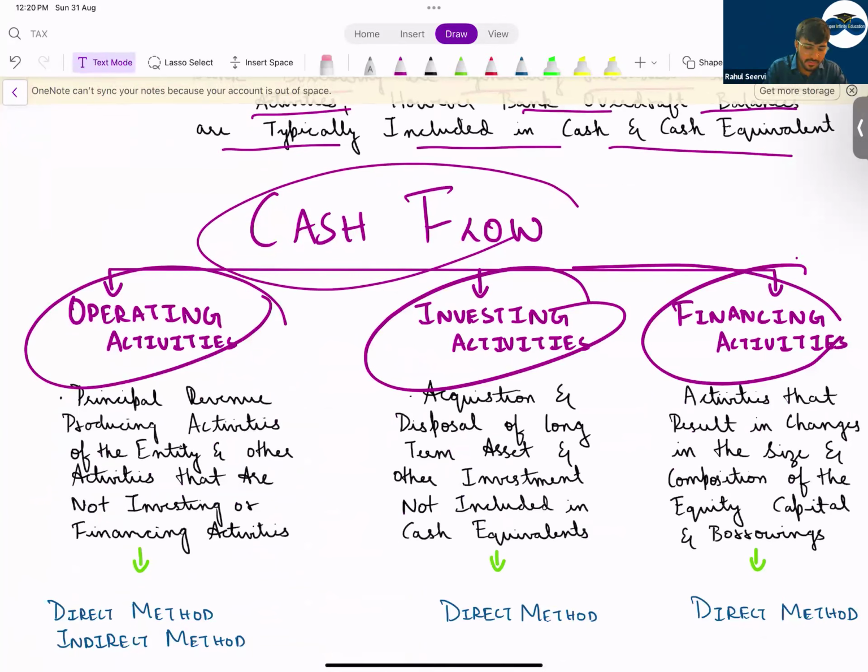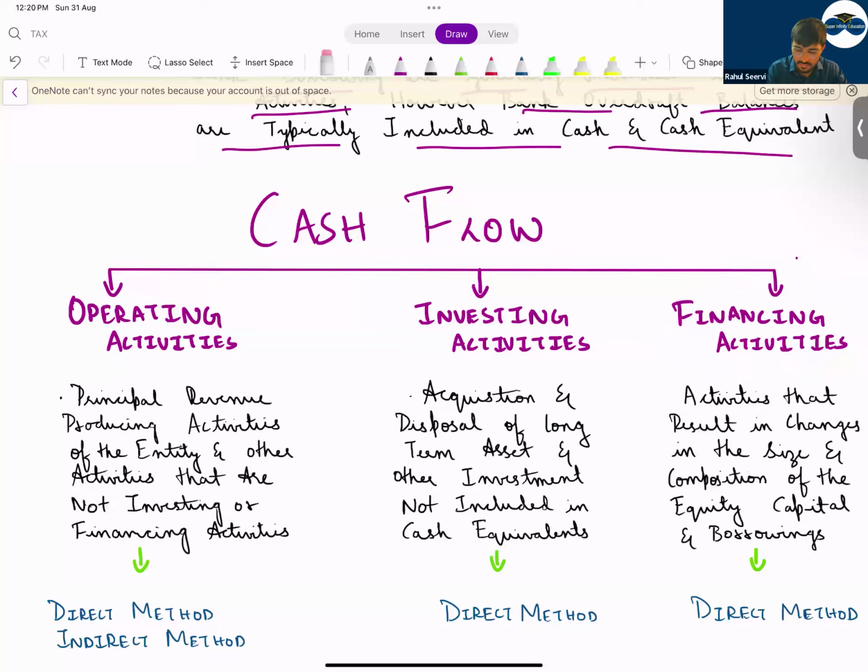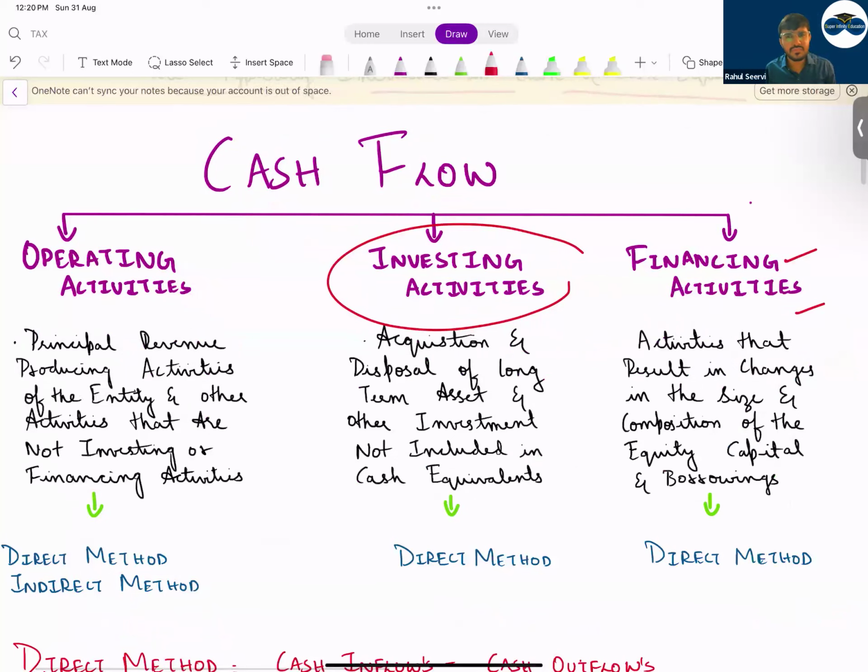So, now what does operating mean? Operating means the cash inflow and outflow from the main business activity. Then what does investing mean? The cash inflow and outflow from the acquisition and disposal of long term assets other than cash equivalent, because cash equivalent will be part of cash, it will not come under the investing category. Then for financing activities, sir, it is the change in the equity value or the borrowings or the loans which you have taken.